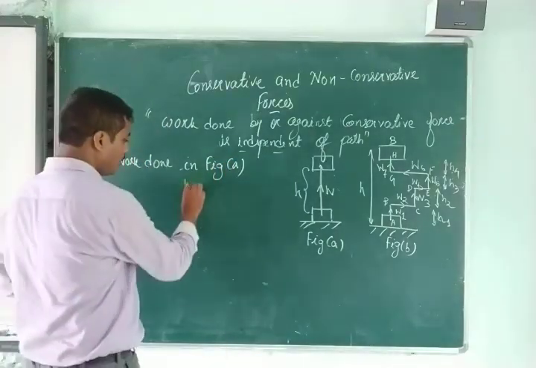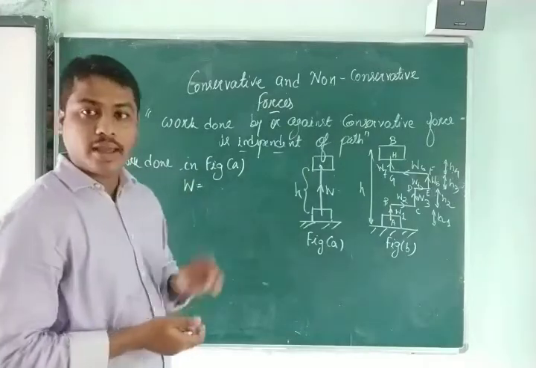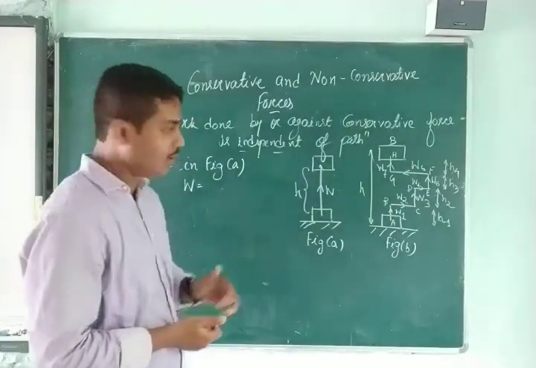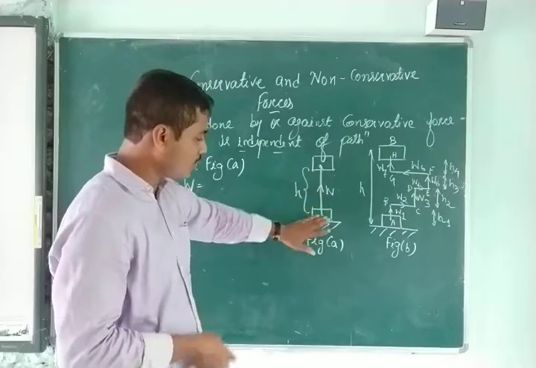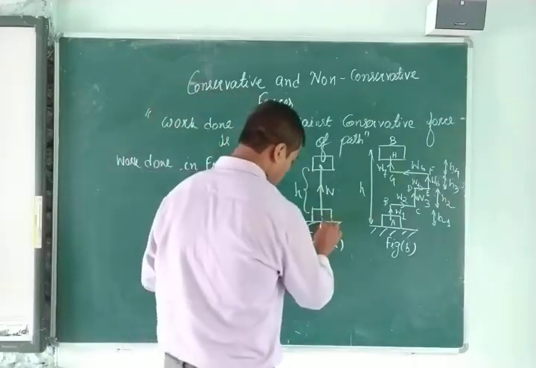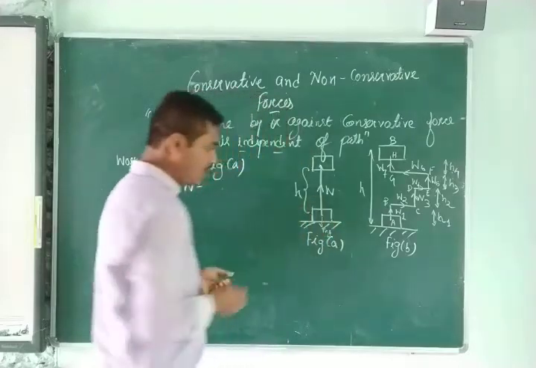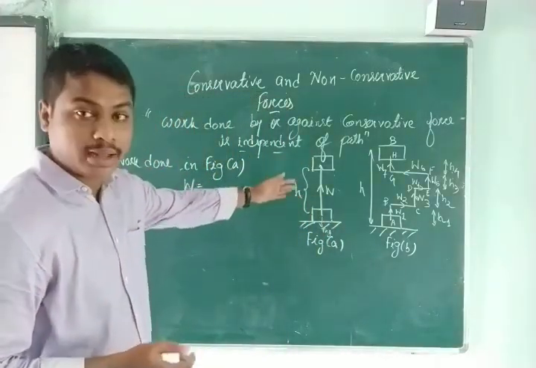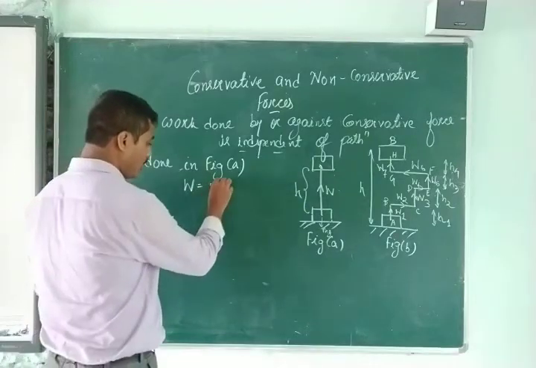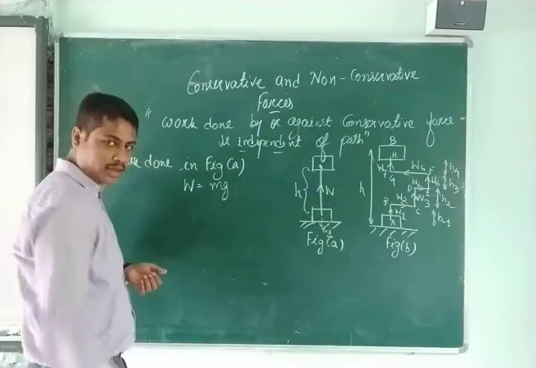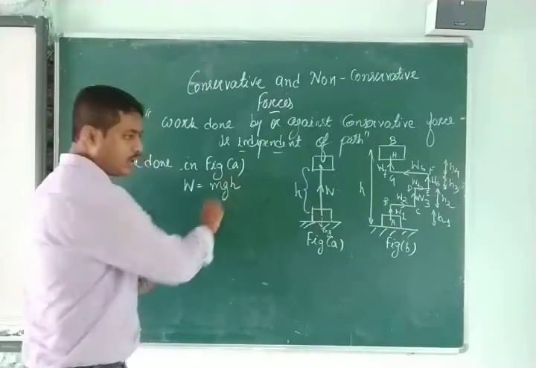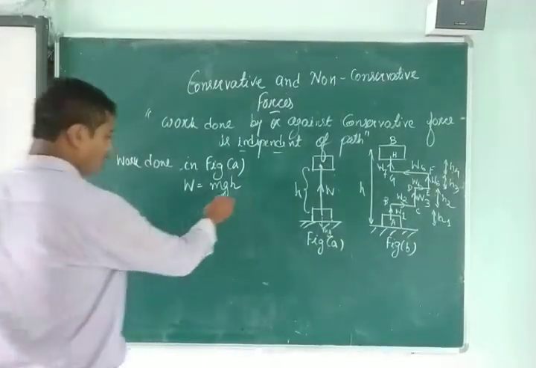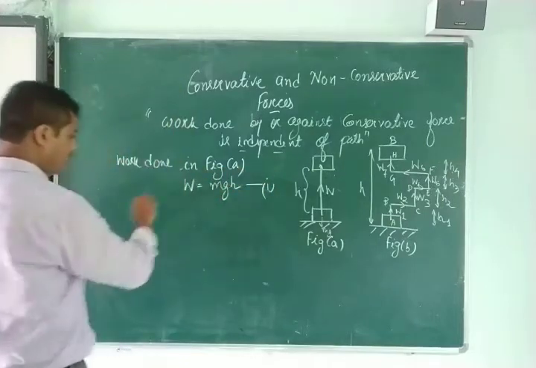Work done W is equal to force into displacement. The object has gravity acting downward, mg. So you have to apply a force equal to mg, and the displacement is h. This is the work done for figure A.